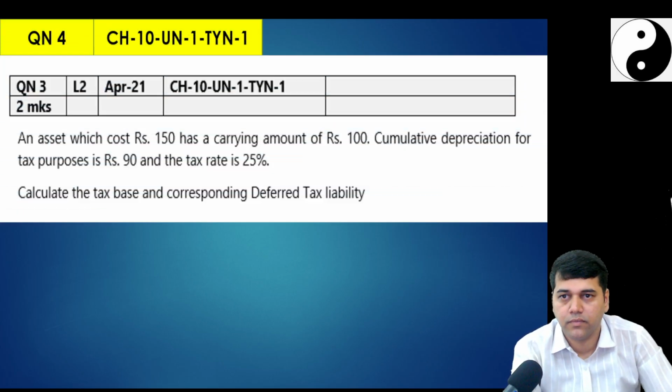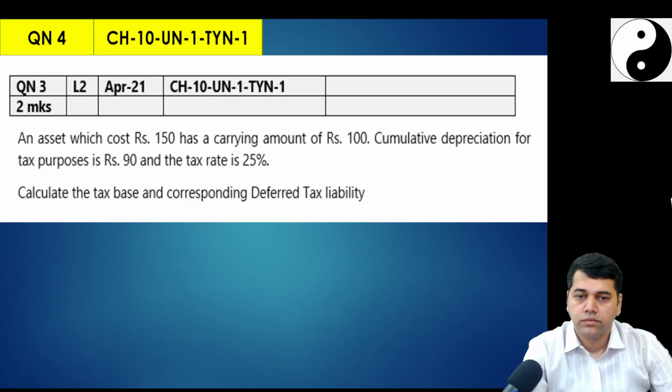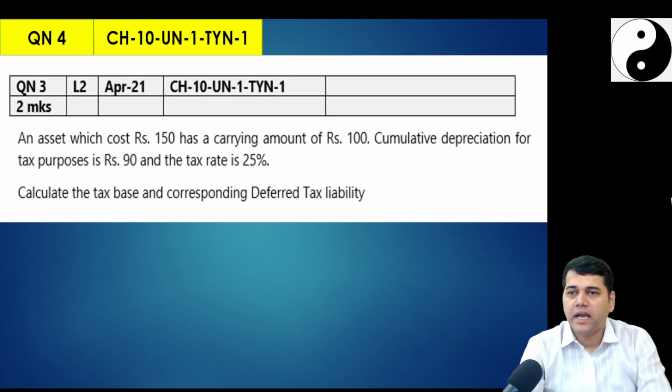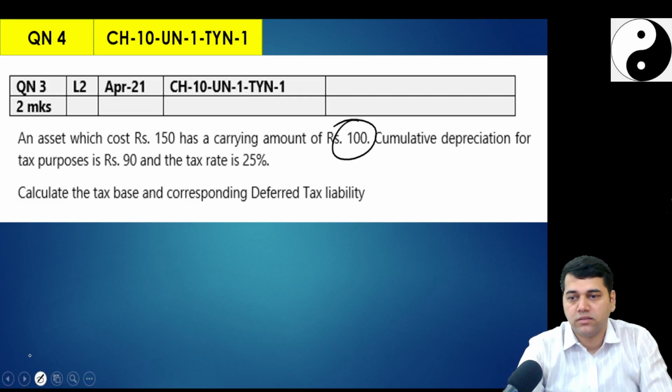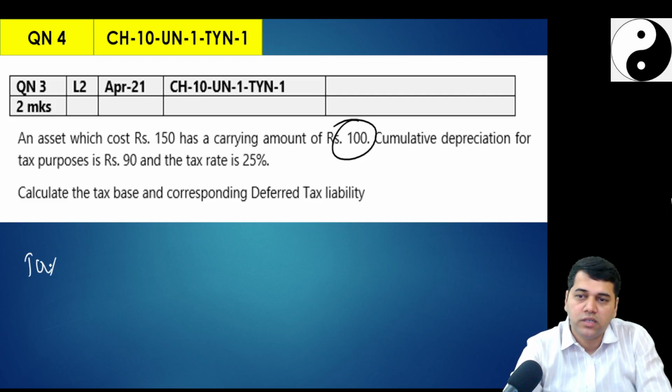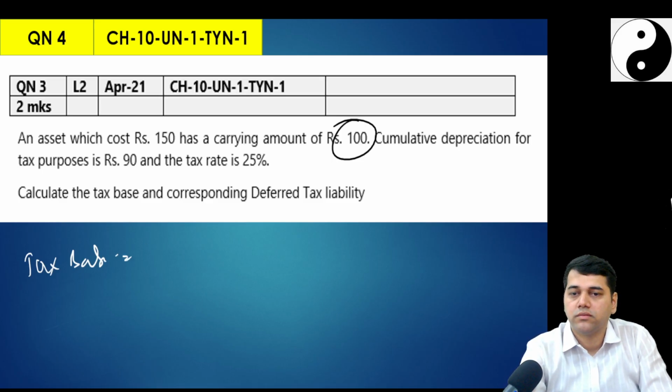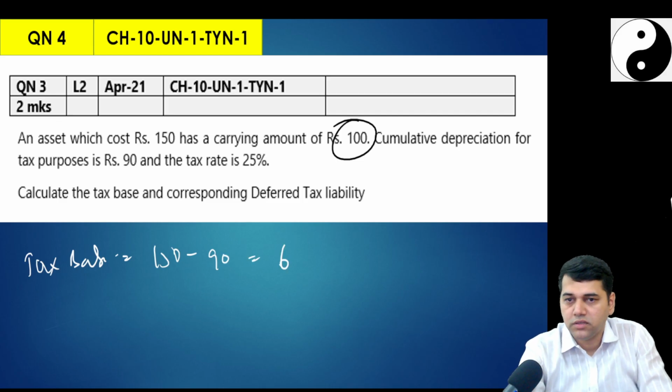Yes. So take out question number 4. This is a small question. An asset which cost 150 has got a carrying amount of 100. They only told you. And the cumulative depreciation for tax purpose is 90 and tax rate is 25. So what is my tax base? So write solution. Tax base is equal to, what is your tax base? 150 minus 90. How much? 60. Do you have got a deferred tax asset or deferred tax liability?